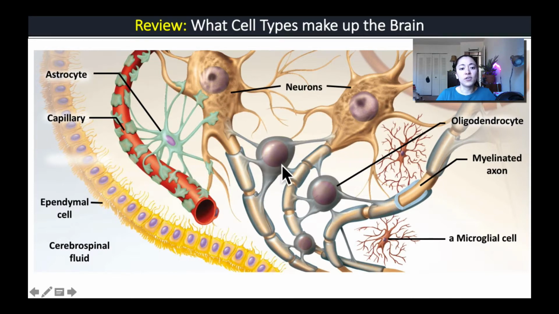You can see the neurons, which have myelinated axons surrounded and insulated by oligodendrocytes. You also have capillaries in the brain that supply nutrients and oxygen and remove waste. Surrounding the capillaries are the astrocytes. They're providing a barrier around the capillaries to regulate what substances in the blood enter the brain tissue.